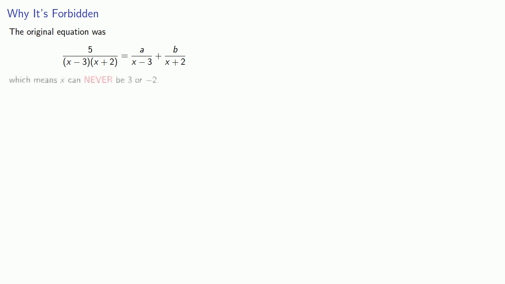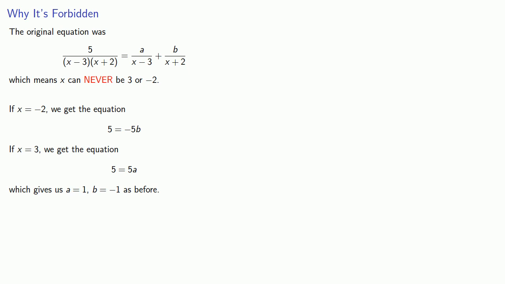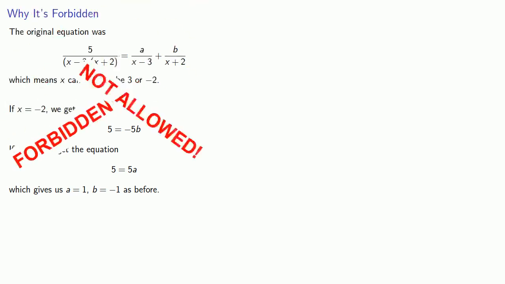Now, before proceeding, we might want to think about why we can't actually do it that way, but why we still do it that way. So remember that our original equation was this, and in this equation, x can never be 3 or negative 2. And so when we let x equals 3, x equals negative 2, and produced an equation in a and b, we were taking advantage of a situation that could never exist.